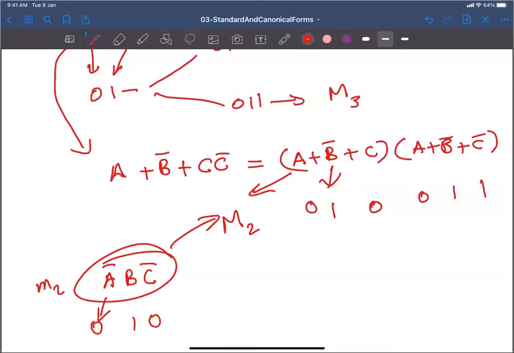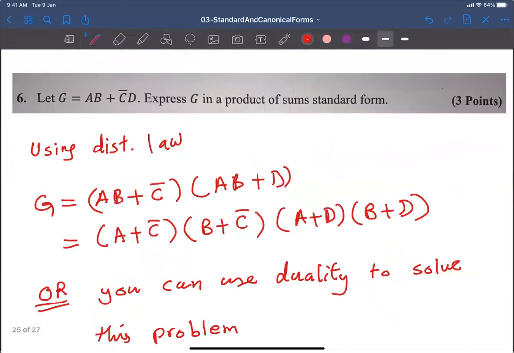Now, if you have 2 variables missing, then you have 2 dashes. So if you have 2 dashes, then you have 4 possibilities. This can be 0, 0, 0, 1, 1, 0, 1, 1. And you list them, convert them to decimal, and take the corresponding indices. Okay, clear. Thank you. Sure.